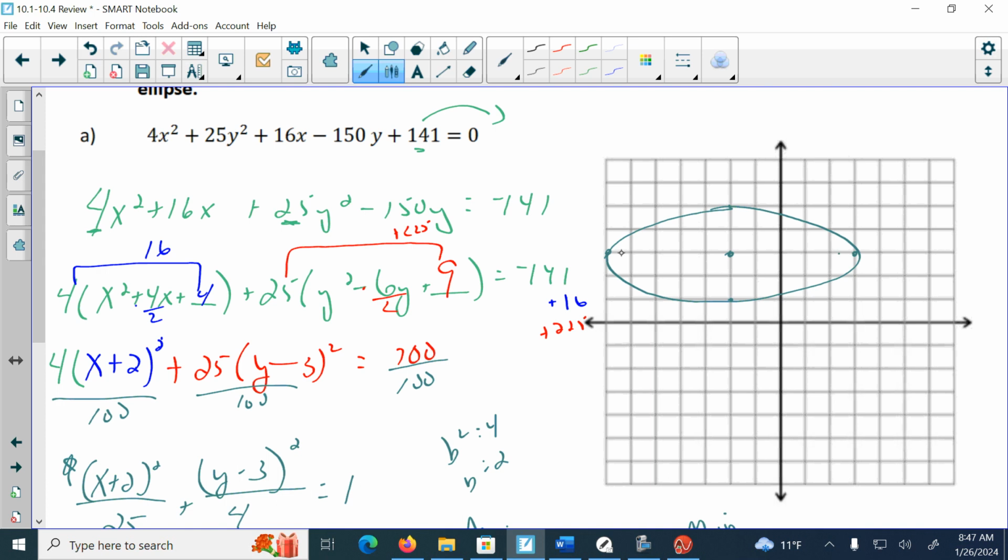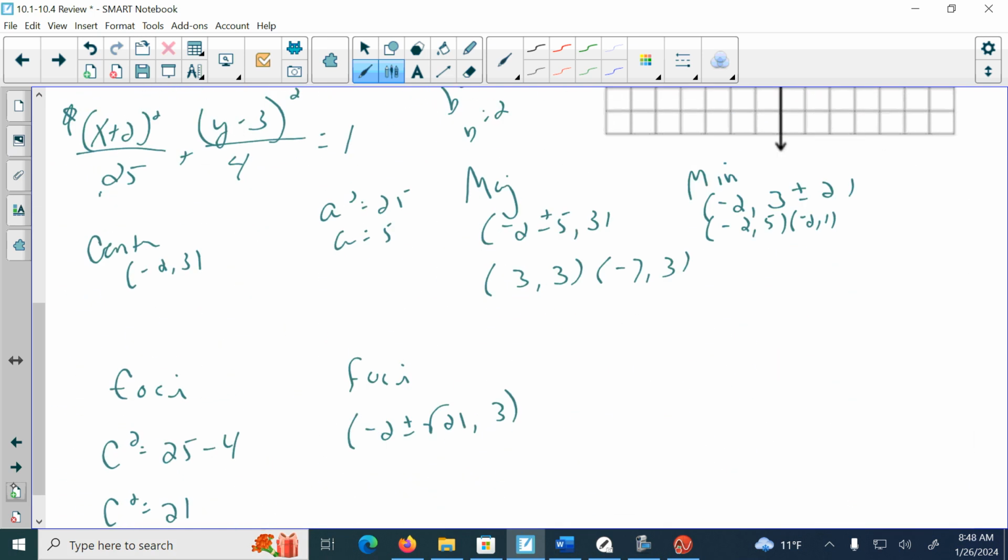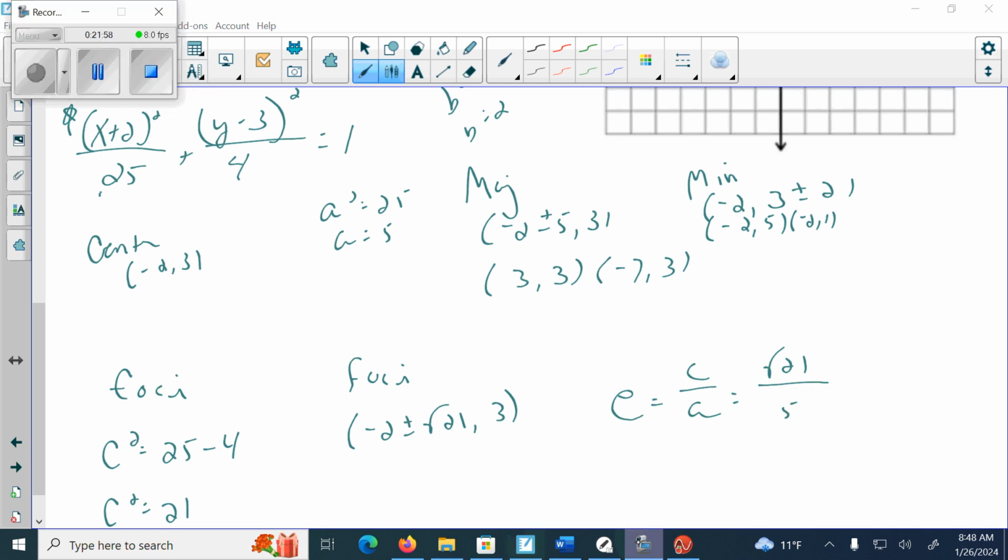There's my foci. So let me go up here and make sure. So I've found the center, foci, and eccentricity, and I've sketched it. So eccentricity is my c over my a. So the square root of 21 over my a, which is 5. Okay, moving on to the next one.